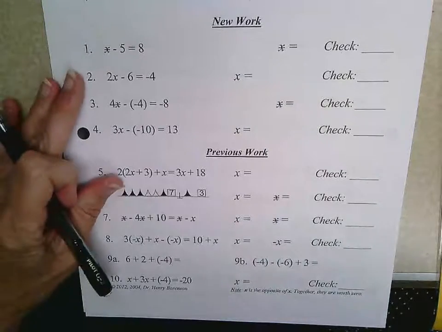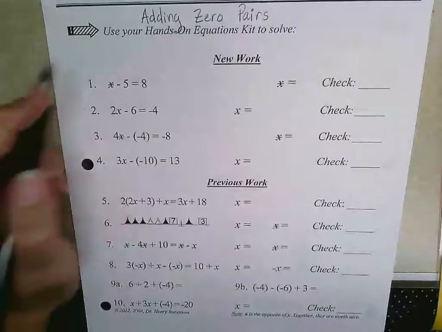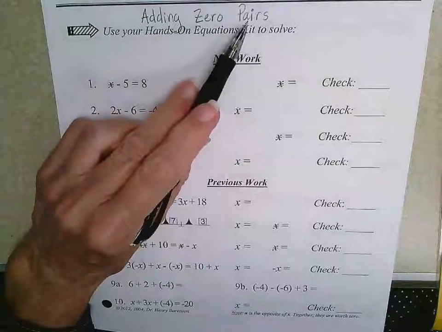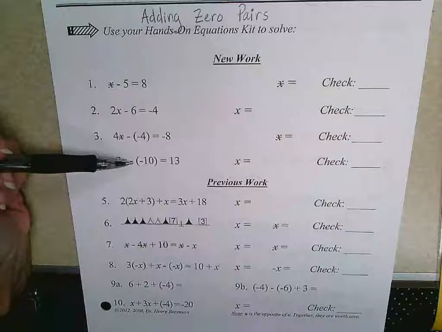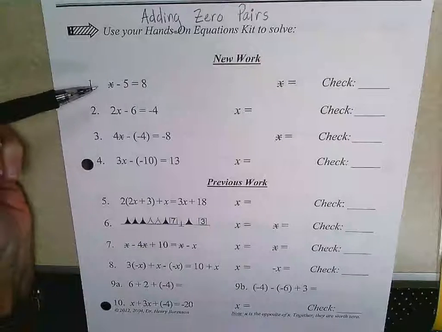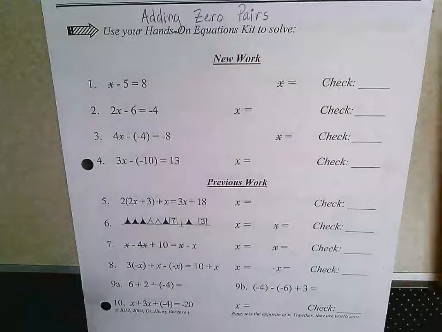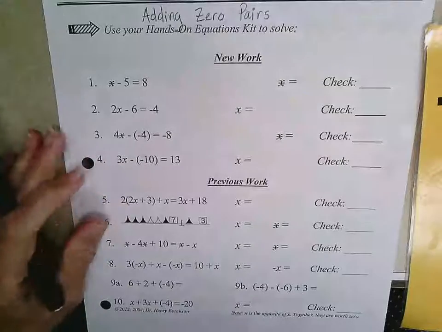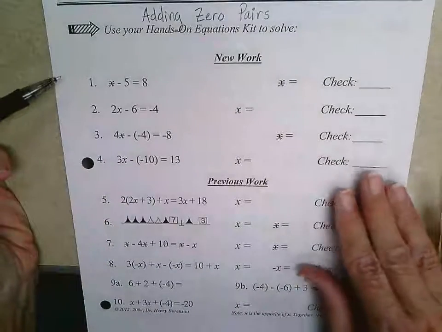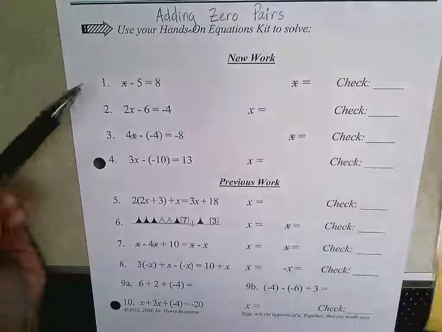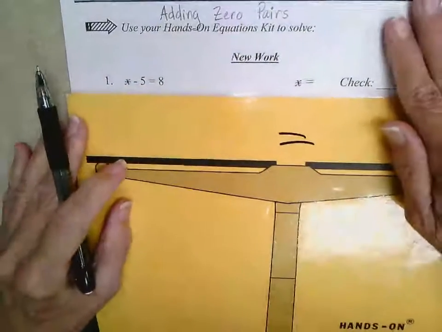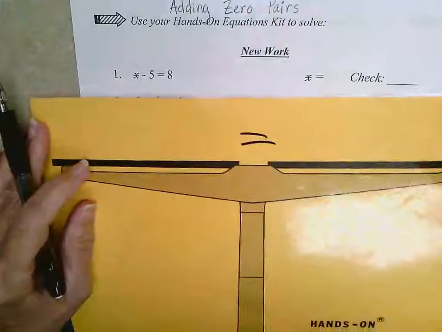The new work on Lesson 19 is to add zero pairs when we have subtraction problems and we're subtracting something that currently is not there. So let's look and see what that looks like. I'm going to use my manipulatives to model this first problem.